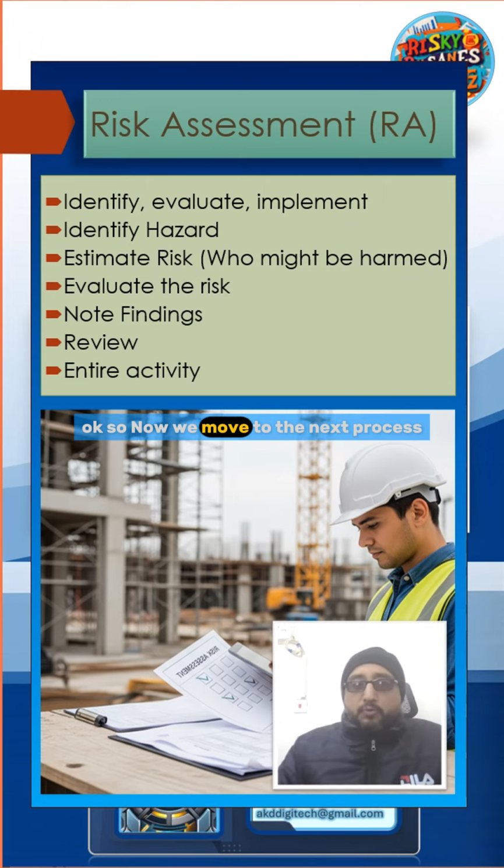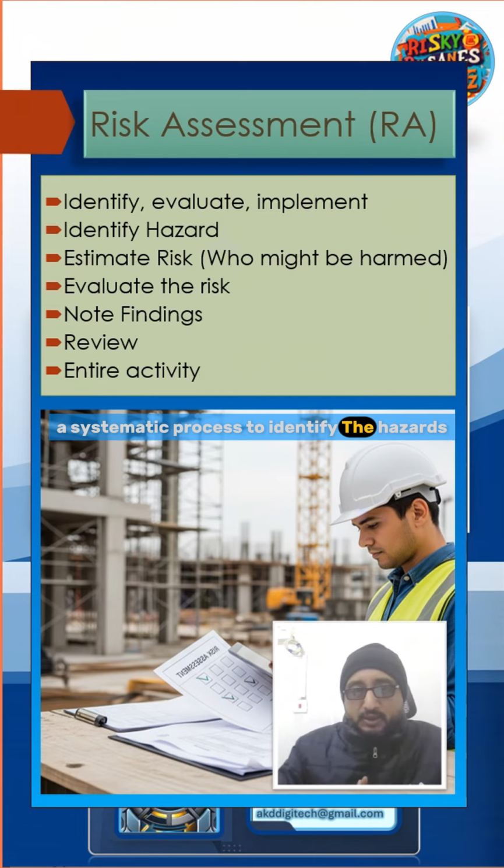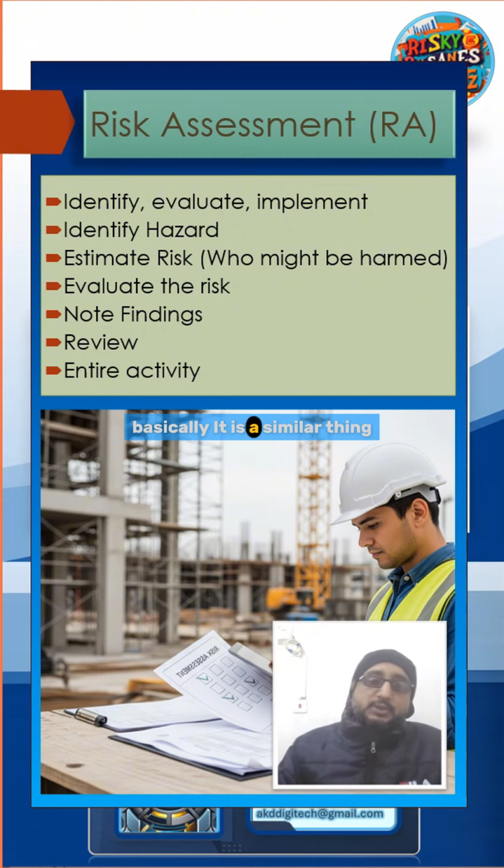Okay, so now we move to the next process, risk assessment. So let's define it first. A systematic process to identify the hazards, evaluate the risk associated with the hazard, and suggest the suitable control measure. Basically, it is a similar thing, but the scope of the risk assessment is broader than the JSA.